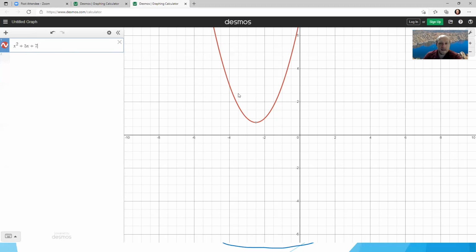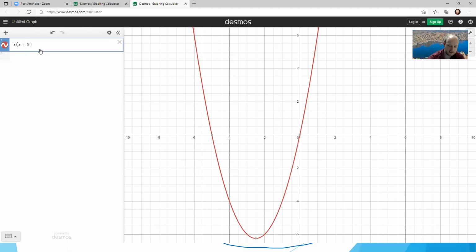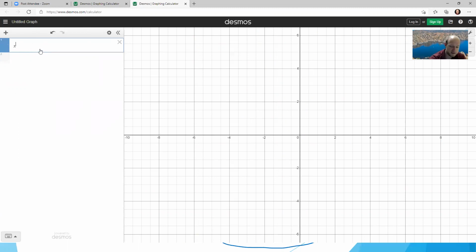But again, you would actually get the same exact thing if you did this without writing it in standard form. x(x + 5) equals negative... what does it equal? Oh, I thought you actually could do that. Never mind, I learned something new about Desmos. You have to write it in this standard form if you want to do that.